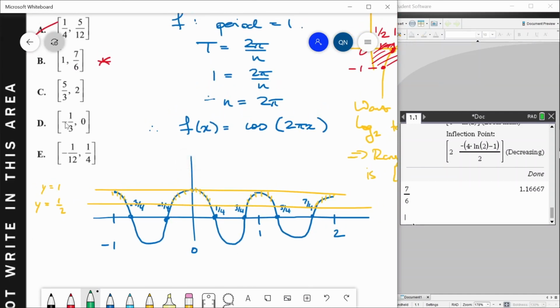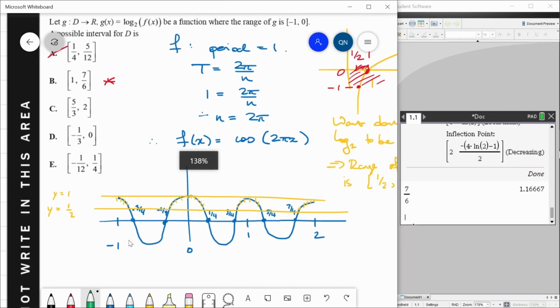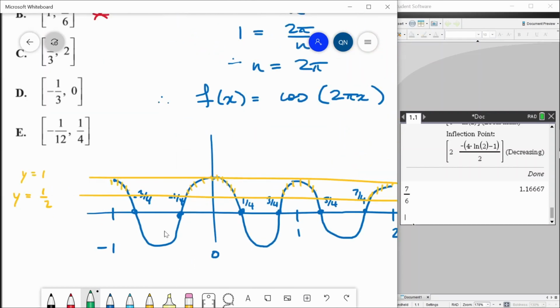Option D, we're starting at -1/3 to 0. I believe this was actually the one I answered on the actual exam. Turns out that's wrong, because -1/3 is a bit further out than -1/4. So -1/3 would probably be here, and as you can see, it's already outside of that yellow band. If we start down here, that's -1/3, it's outside that yellow band, so it can't be D.